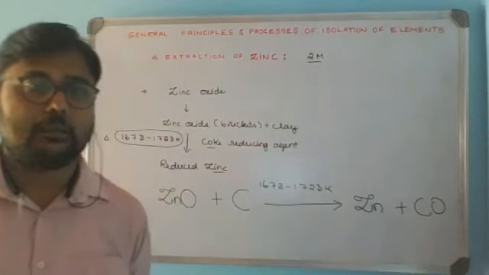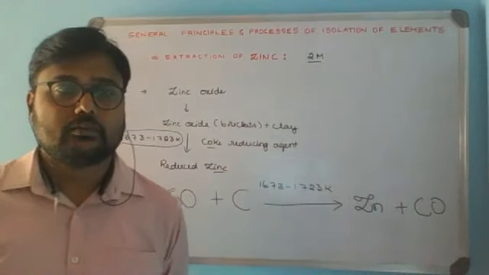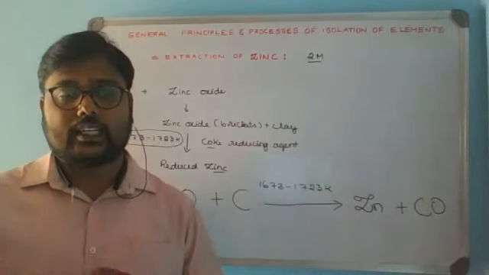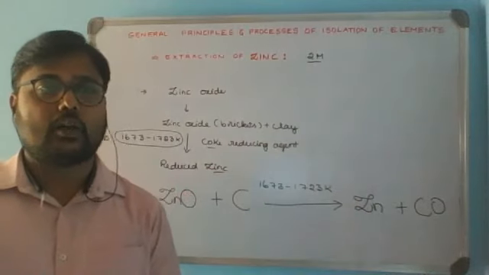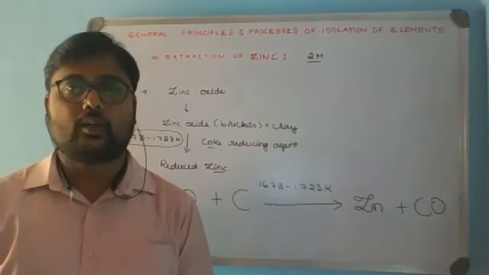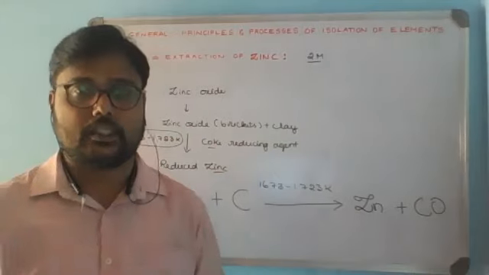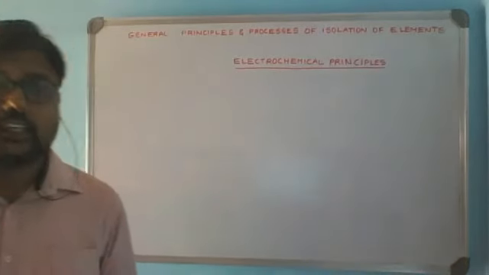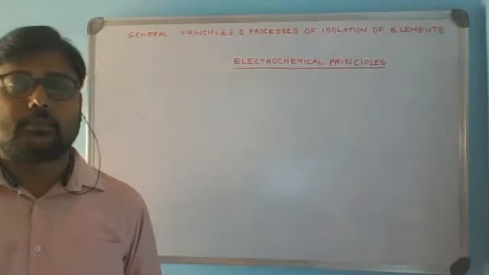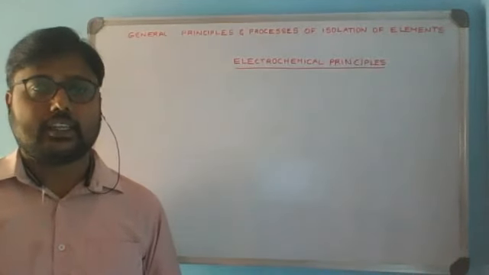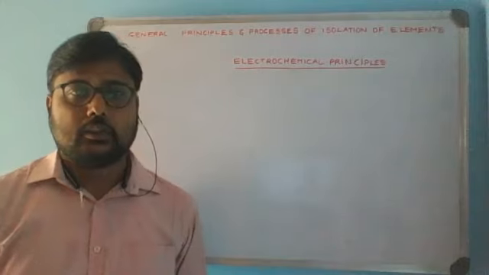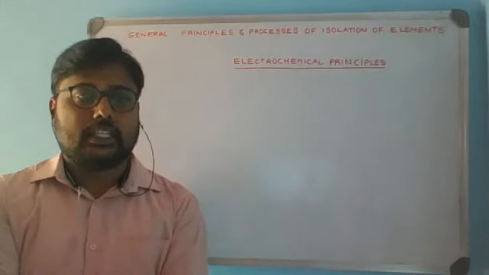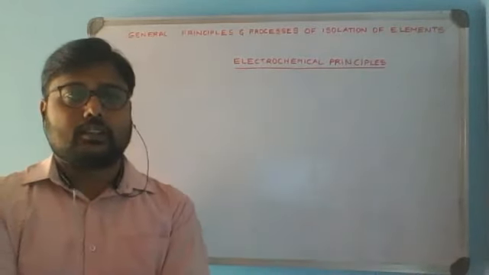So we have the important metal aluminium. How to extract aluminium by using the Hall-Héroult process as an electrochemical principle. Now we'll try to observe that. Now we'll discuss the electrochemical principles involved in the extraction of metals. To understand electrochemical principles, we need to know a few fundamental concepts.